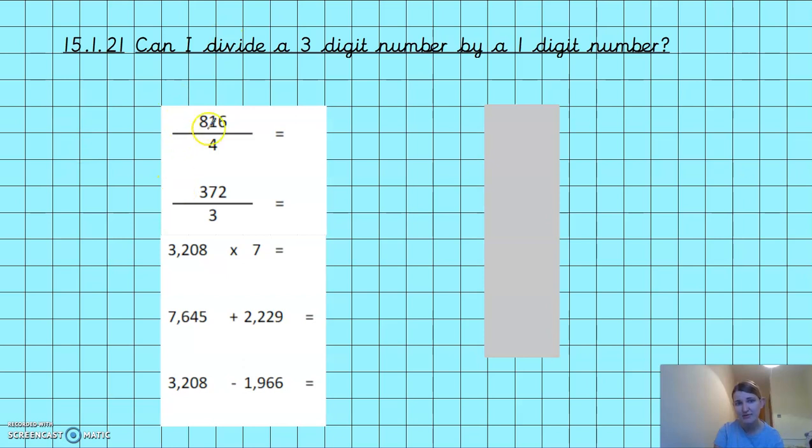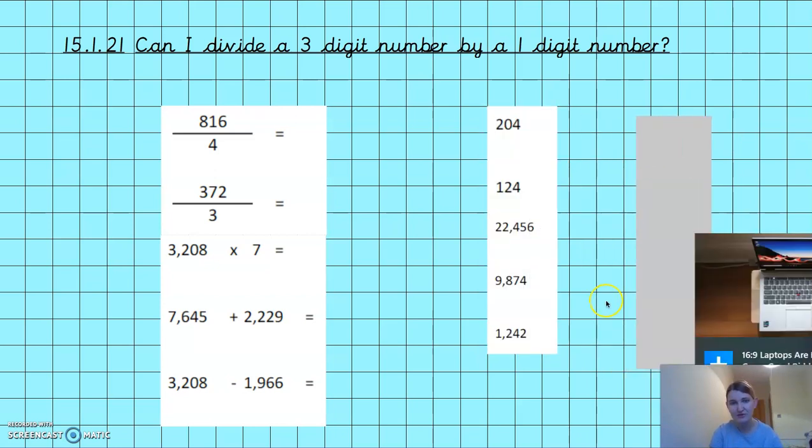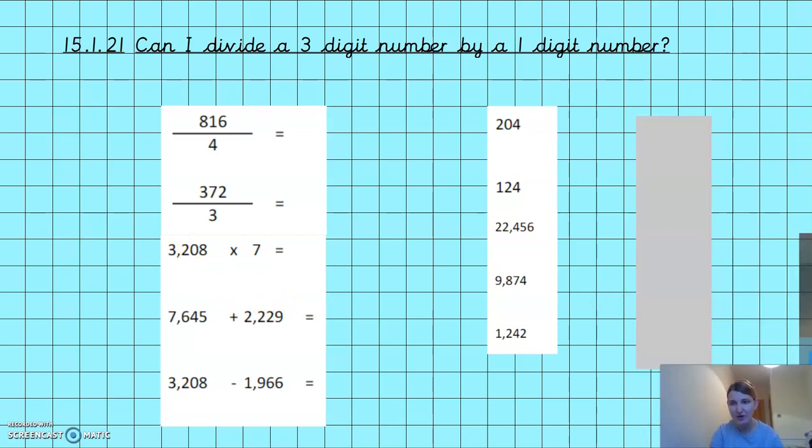Have a go at these questions. Remember, this means 816 divided by 4. Same for this one, divided by 3. Have a little go. Pause me and then come back for the answers. Right, let's have a look here. Hopefully we've done all right there. This was a bit of a throwback to the multiplication we did earlier in the week and last week. So fingers crossed you got on all right with that.